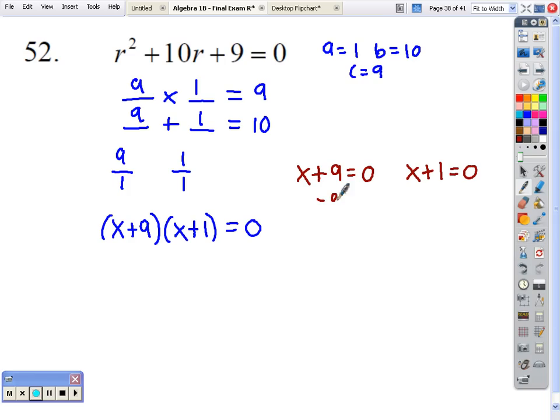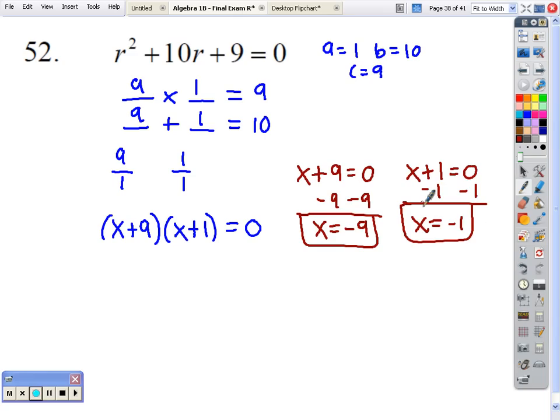I'm going to subtract 9 from each side. I get x is equal to negative 9. I'm going to subtract 1 from each side, and I get x is equal to negative 1. Okay? Those are my two answers for number 52. So again, on 52, when you have ax squared plus bx plus c, a quadratic equation, equaling 0, you not only have to factor, but then you have to solve it. Okay? So let's look at 53.